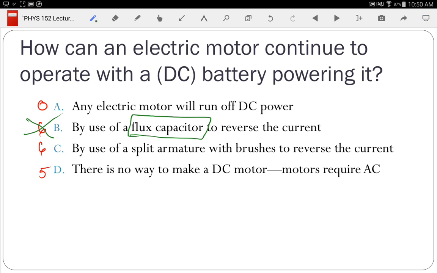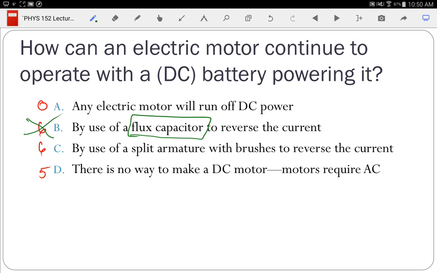So that leaves us with only two viable options: the use of a split armature, or there's no way to make a DC motor work. Well, I'm here to tell you, DC motors work. Pretty sure this one up here says something about a DC motor, doesn't it? Oh, no, that's a generator. I thought it was a motor. Okay, it's a generator. Well, a motor and a generator are the same design, hence the confusion. But yes, there are DC motors.